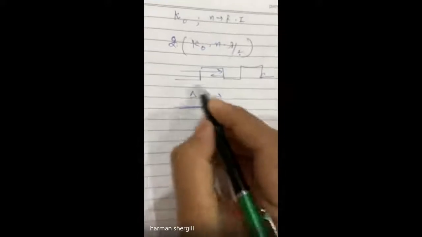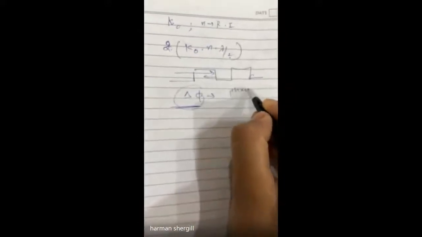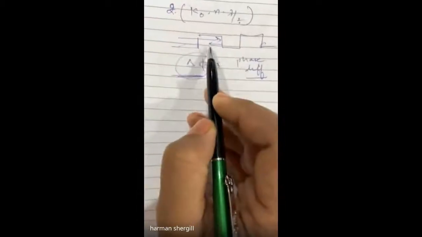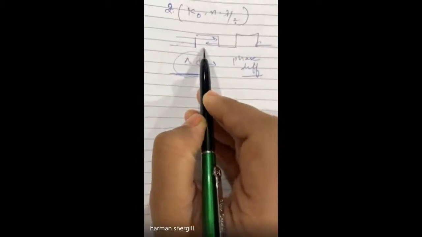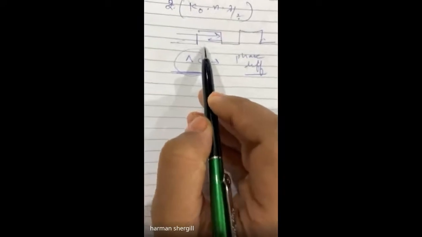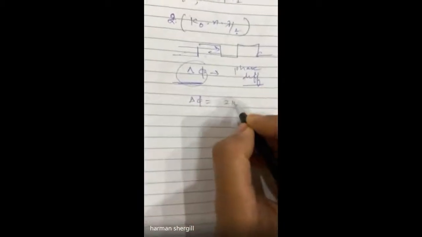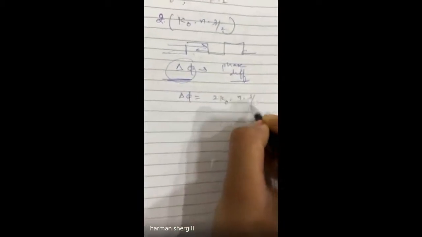This delta phi is the phase difference between the wave traveling and the reflected wave. So this is low refractive index, this is high refractive index. So there, suppose there is an additional phase change of pi here, then delta phi is expressed as 2 k naught into n into lambda by 2 is equal to pi.